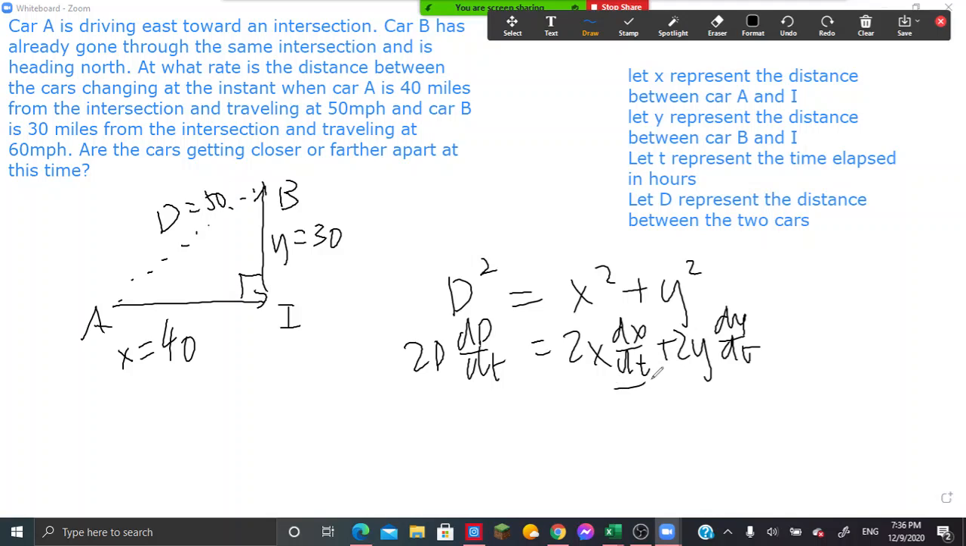We don't have dx/dt and dy/dt, so we can look at the question, and we can see that car A is traveling at 50 miles per hour. That's the derivative of displacement with respect to time, the velocity. And it's going towards the intersection I. So we would have dx/dt is equal to negative 50, because the displacement is decreasing. And we have dy/dt is equal to 60, because it's going away, so it's positive. The displacement is increasing as t increases.